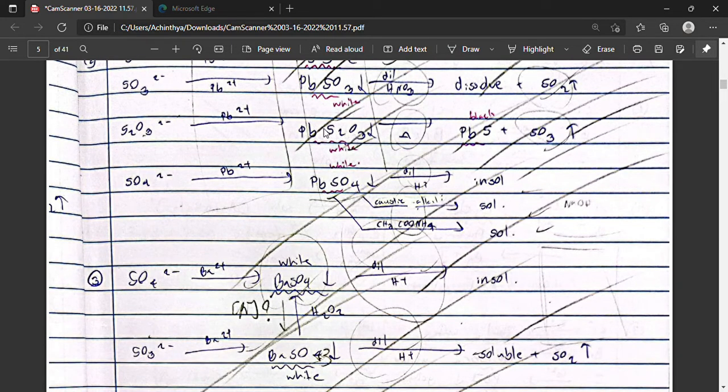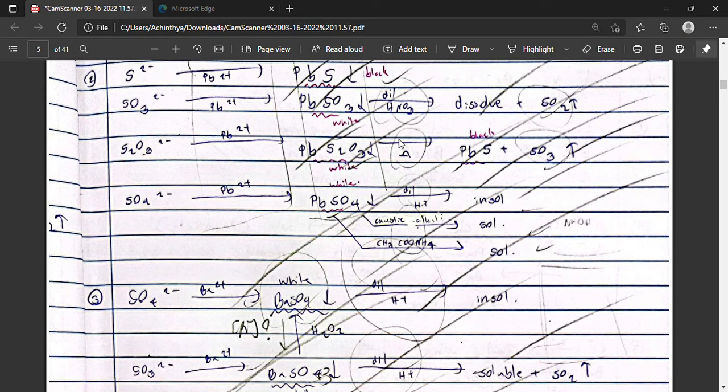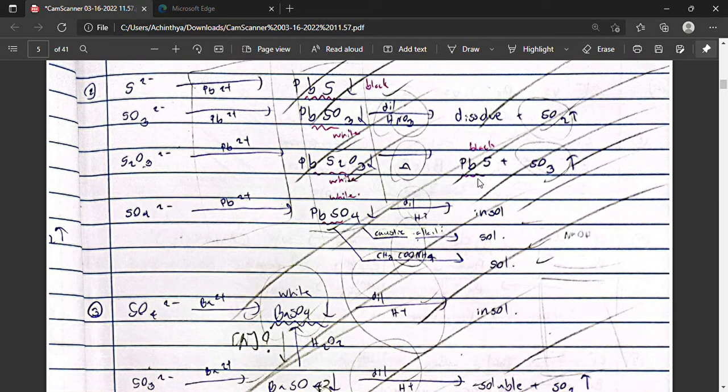If we were to heat thiosulfates, when thiosulfates are heated, it will produce their respective sulfide and sulfur trioxide gas. It's a unique reaction. So thereby lead thiosulfate will decompose to form the black color lead sulphide and will evolve sulfur trioxide gas. So from this we can identify that it is thiosulfate.